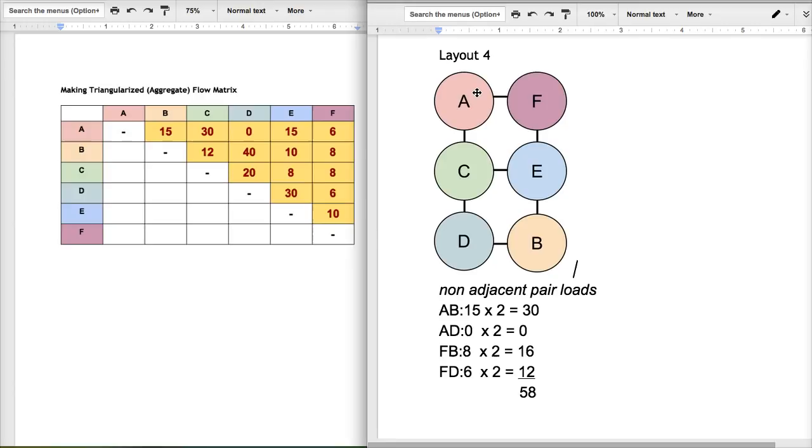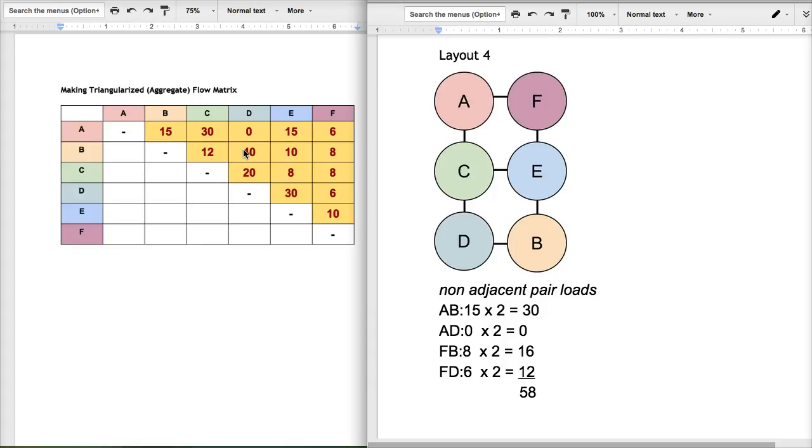If I try and move A closer to B, let's say by swapping A and D, that means that I will get A close to B, will get rid of the 15 that I'm seeing here, but it will introduce a number between F and A, and that's 6, but it will also introduce D and B, and D and B is 40, and we definitely don't want to do that.